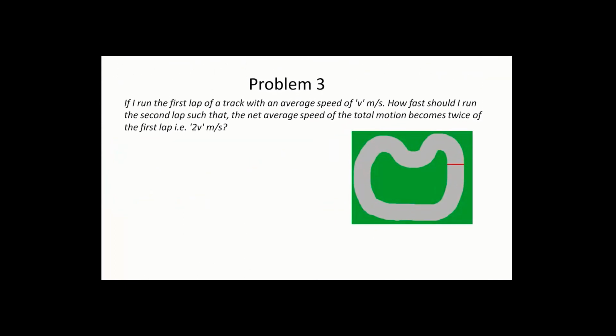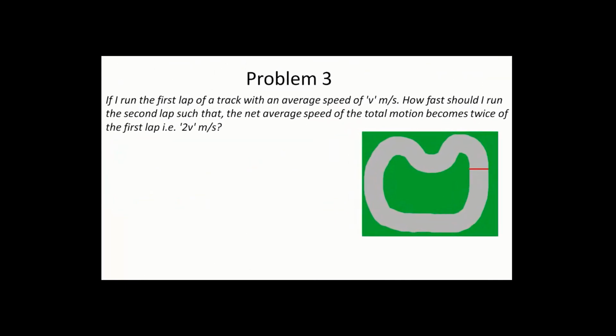Okay, so this final problem is kind of a puzzle. It says, if I run the first lap of a track with an average speed of v meters per second, how fast should I run the second such that the net average speed of total motion becomes twice of the first lap, that is 2v meters per second.